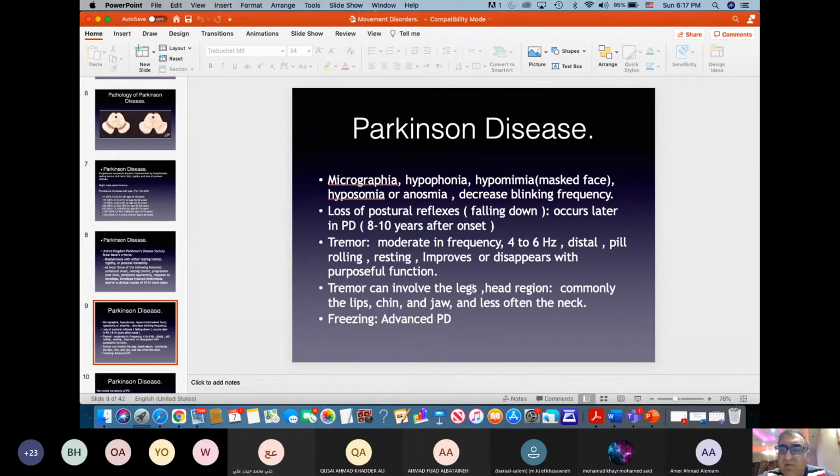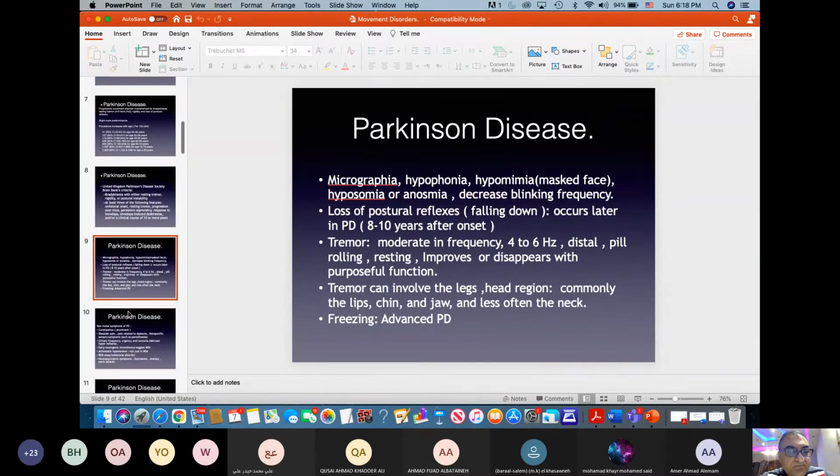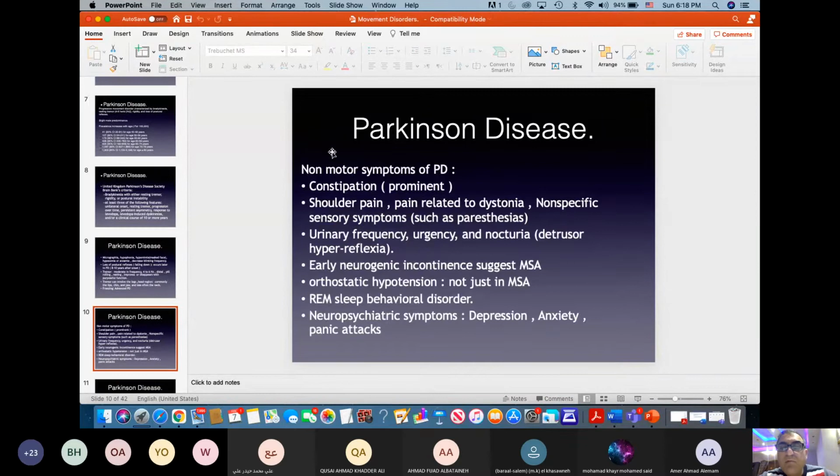The tremor can involve the legs, so not only the arms, can happen in the legs and happen in the head, lower jaw, lips, chin, and so on. Non-motor features like constipation can be prominent and can predate the diagnosis of Parkinson's disease. It can be one of the earliest features of Parkinson's disease before the motor manifestations.